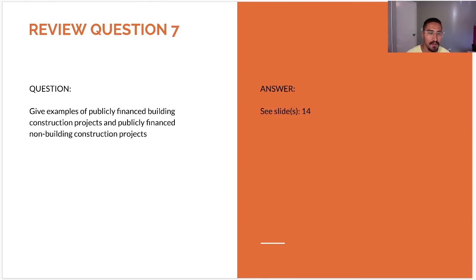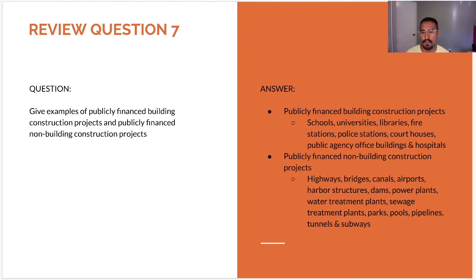Question 7. Give examples of publicly financed building construction projects and publicly financed non-building construction projects. The answer to this can be found in slide 14. So this is pretty straightforward. Publicly financed building construction projects are anything that's public, like public schools, universities, libraries, fire stations, anything that's a building. Publicly financed non-building construction projects are projects like highways, bridges, canals, airports, harbor structures, dams, etc.